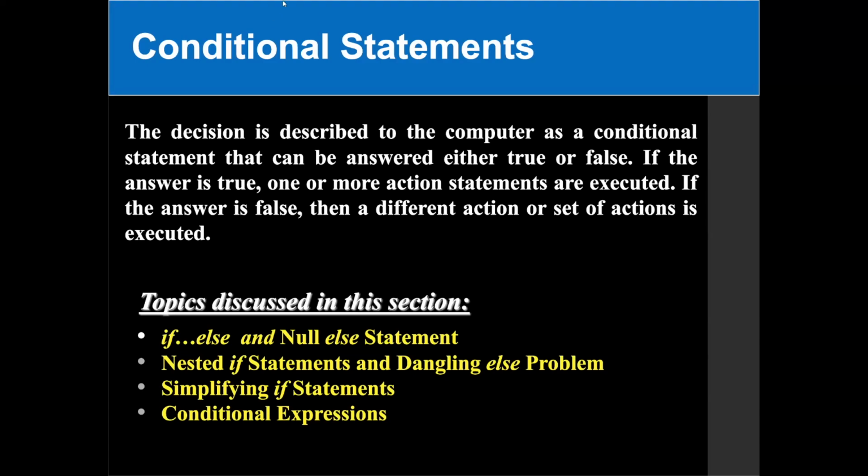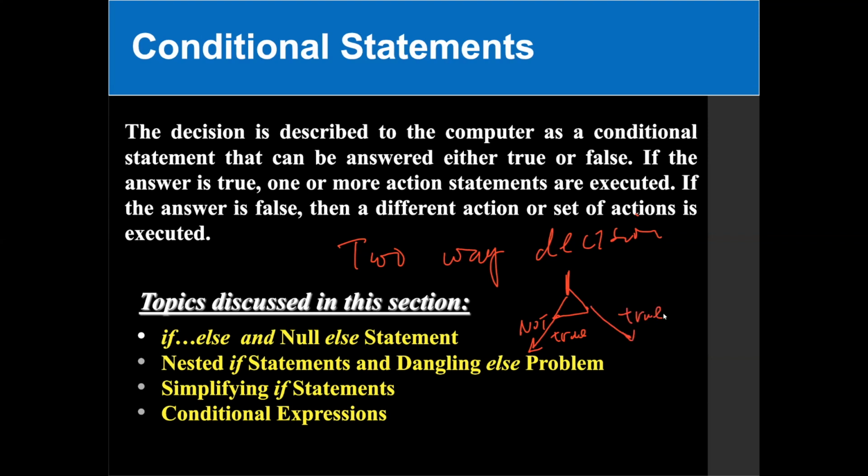Let's go through conditional statements. Conditional statements are what we traditionally call a two-way decision. So what does that mean? Two-way decision means if this path is not true, then you go here. What if this path is true? If the decision is true, then you go to this one. So it's almost like a truth-false table.